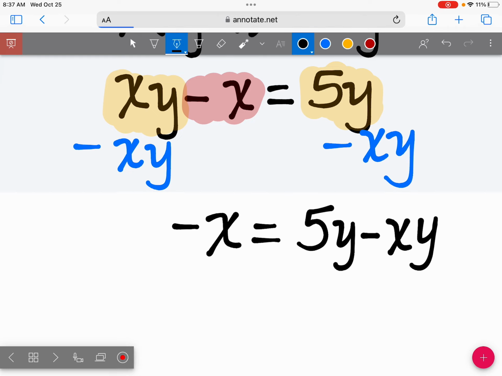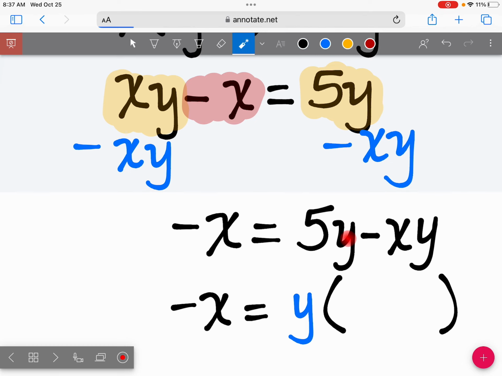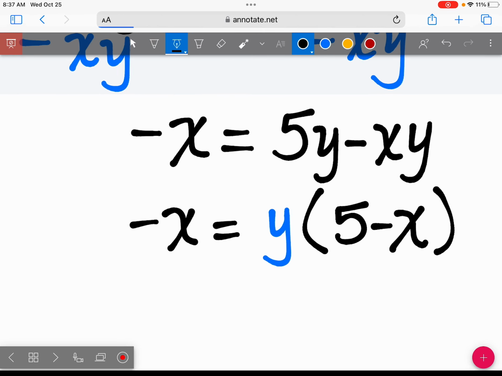So they're not like terms. We can't bring them together, but we can bring them on the same side. So now what we can do is take out that y. So we're going to take out the GCF of y. And when I take out my greatest common factor of y, what do I have left inside of my parentheses? 5 minus x. So now we only have y in one spot.